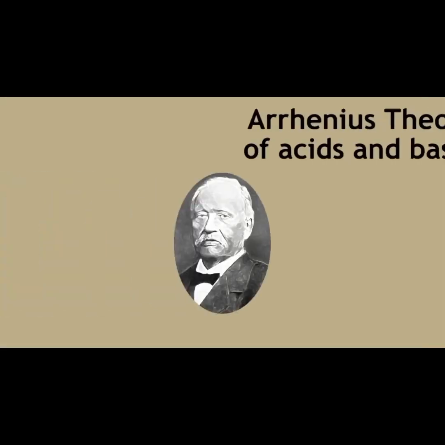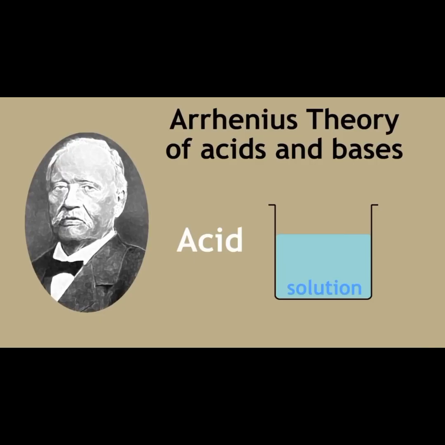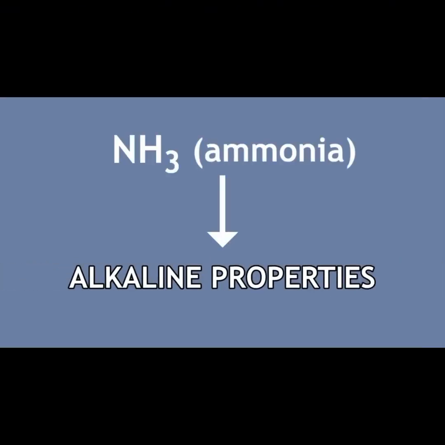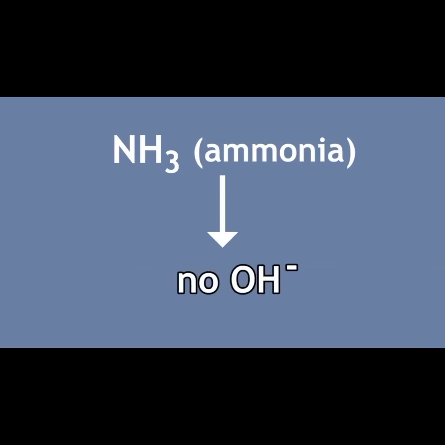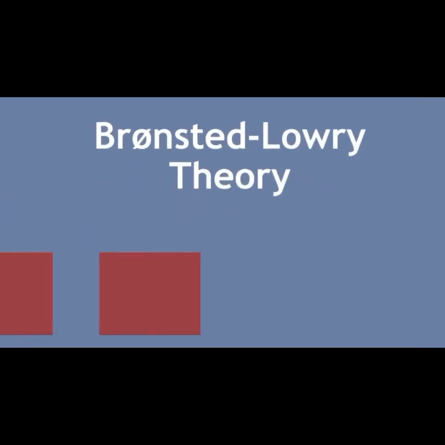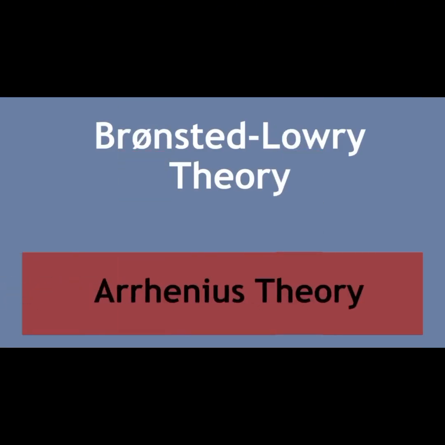Arrhenius theory of acids and bases defines an acid as a substance that releases protons in solution, and a base as a substance that releases hydroxide ions in solution. We know that ammonia can act as a base and exhibits alkaline properties, but contains no hydroxide ions. How is this possible? In this lesson, we will learn about the Brønsted-Lowry theory of acids and bases, which fills in the gaps in the Arrhenius theory.